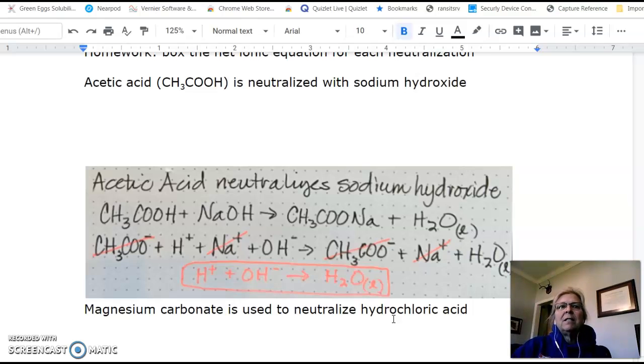You should be starting to see a pattern here. Every time we have a hydroxide reacting with an acid, we are going to end up with H1 plus OH1 minus yields H2O, liquid water.